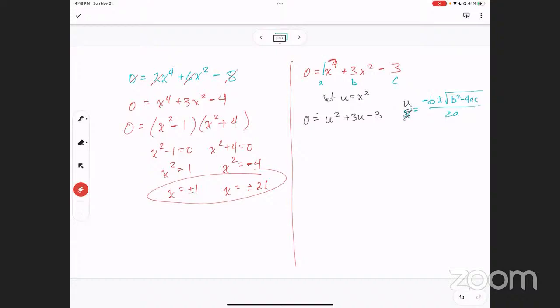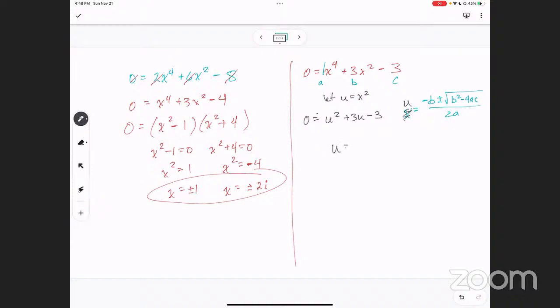But because this is x squared squared and this is x squared, that's essentially the same as saying u squared plus 3u minus 3 because u is equal to x squared. See, what you're doing is you're rewriting this equation. You're substituting a letter in for x squared, and then you can see, oh, this is just a quadratic equation. So I can use the quadratic formula to solve this.